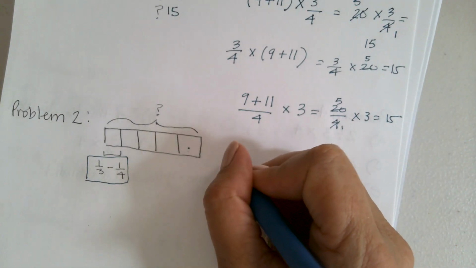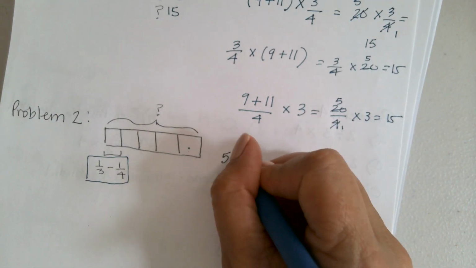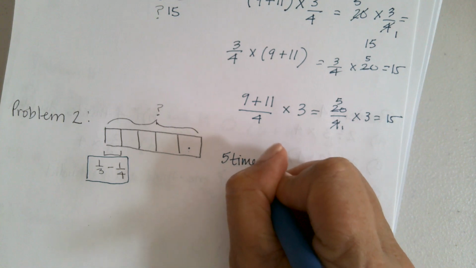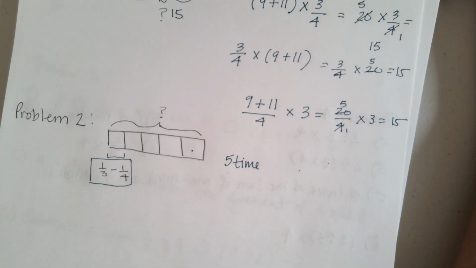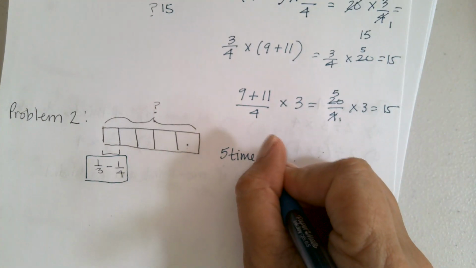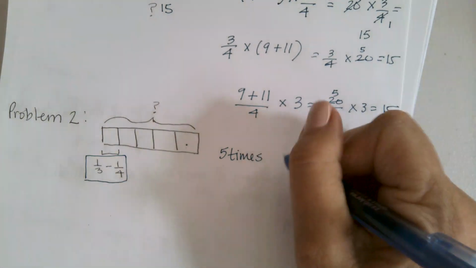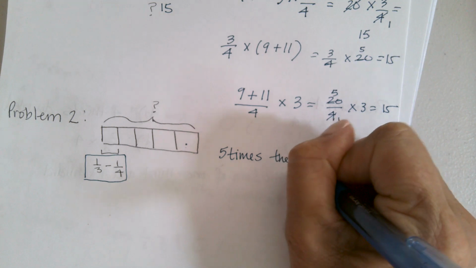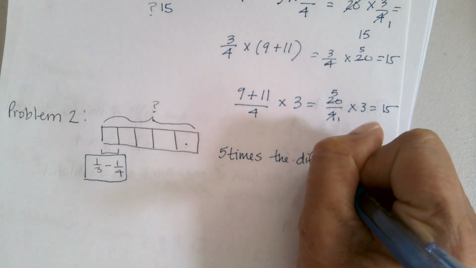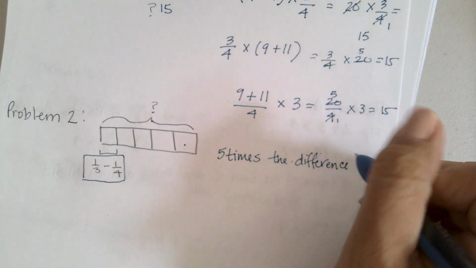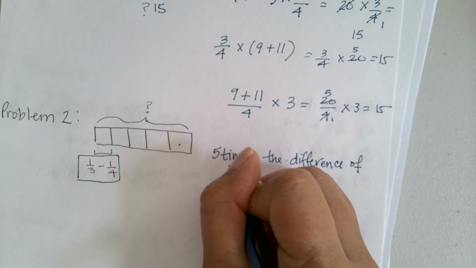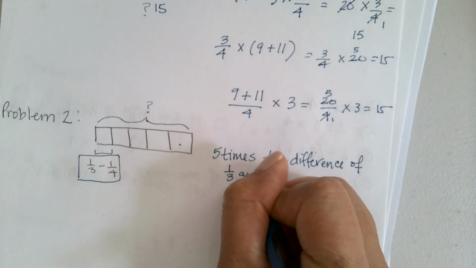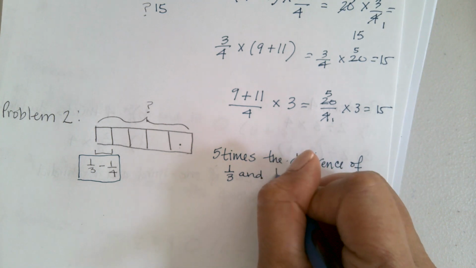So if we were to write this out, this would be 5 times the difference of 1/3 and 1/4.